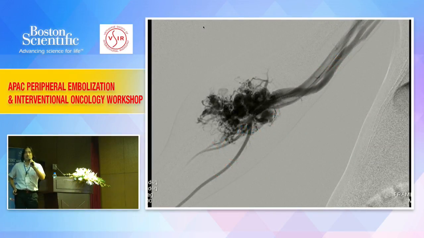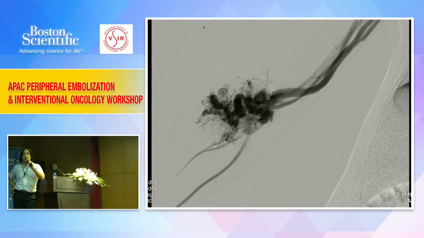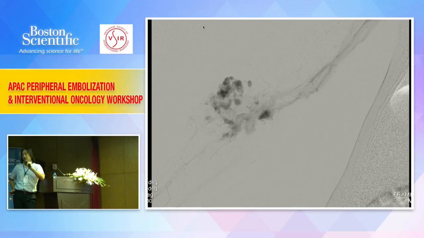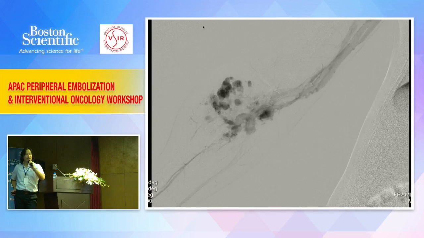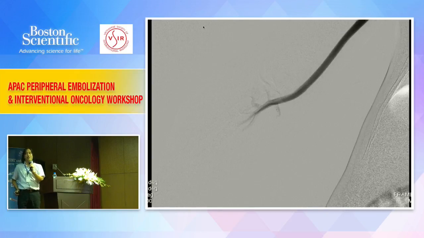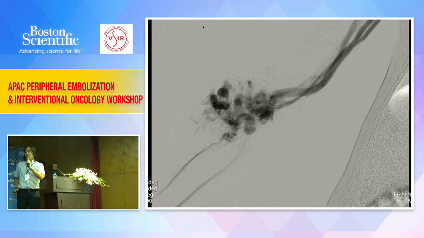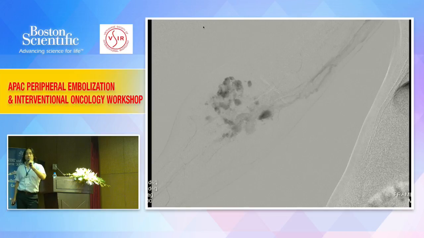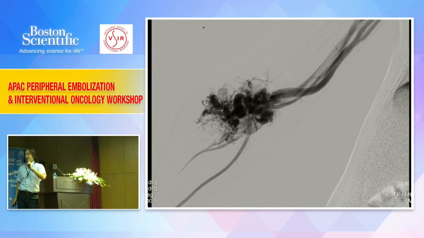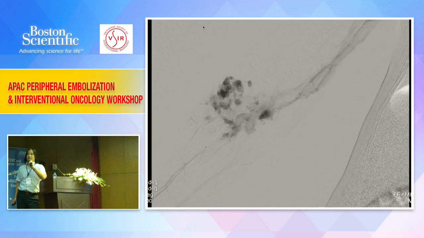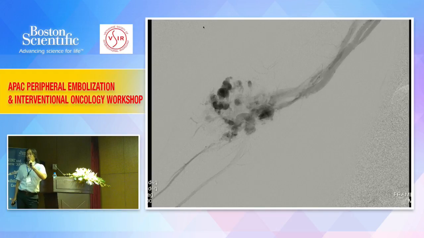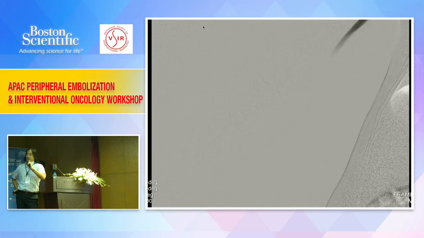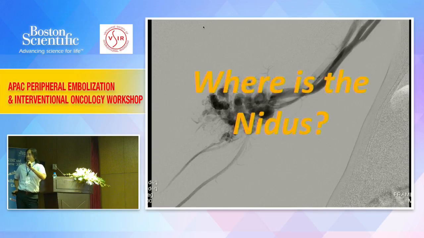So this is a case of AVM at the forearm, and this is angiography from the axillary artery. Can you recognize the nidus? Where is the nidus? Sometimes such angiography is not effective to recognize the nidus. So we need selective angiography or direct puncture angiography to recognize the vascular architecture of the nidus.